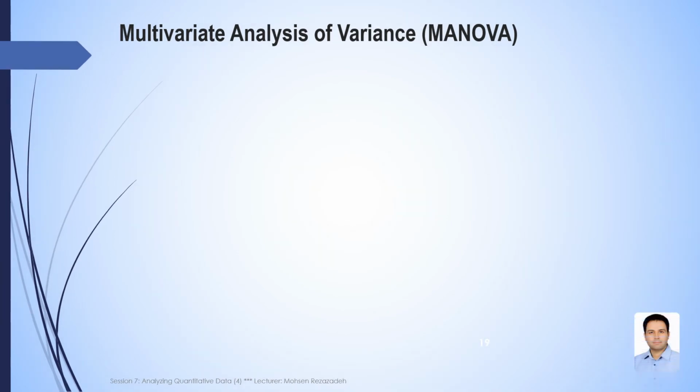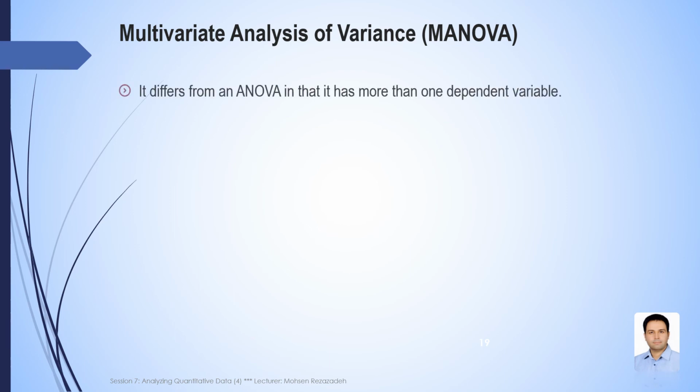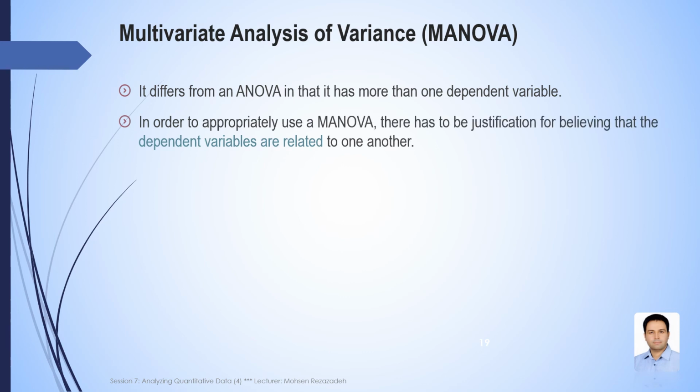MANOVA, multivariate analysis of variance. MANOVA differs from an ANOVA in that it has more than one dependent variable. In order to appropriately use a MANOVA, there has to be justification for believing that the dependent variables are related to one another. Look at this example.